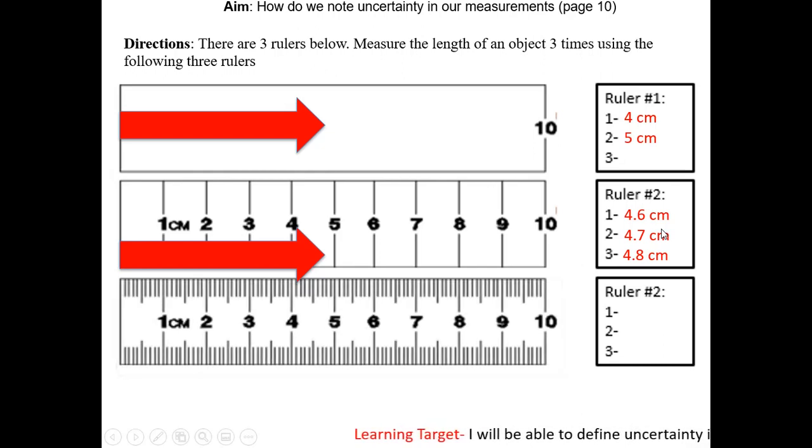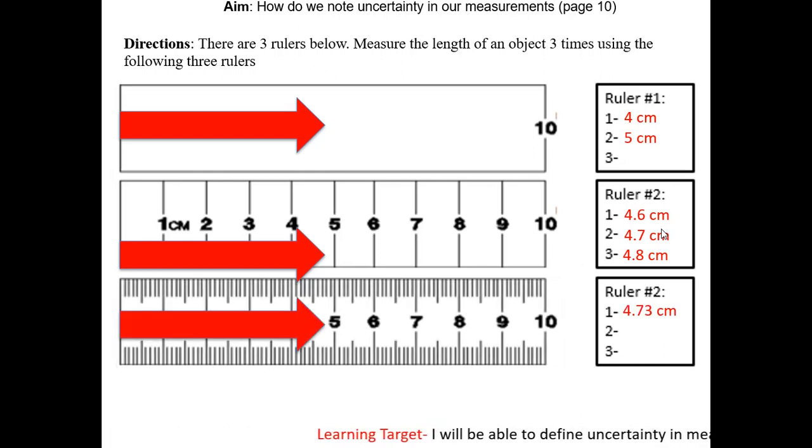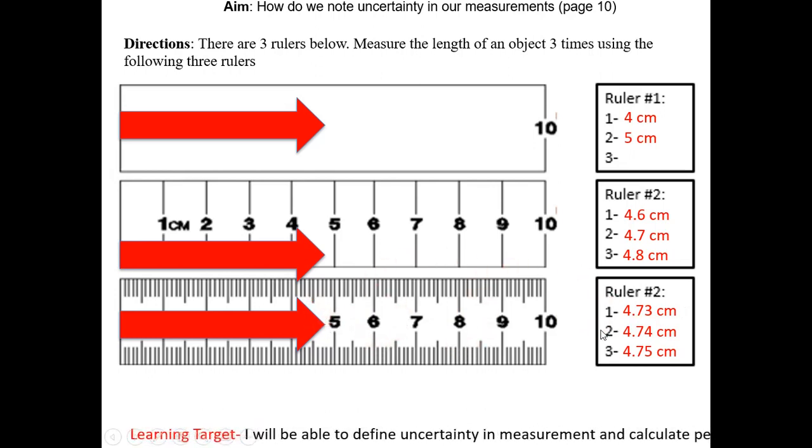Okay, for the final ruler, now let's measure again. So 4.73, 4.74, 4.75. So again, I have another digit because there's more lines. I can make another digit of guess.